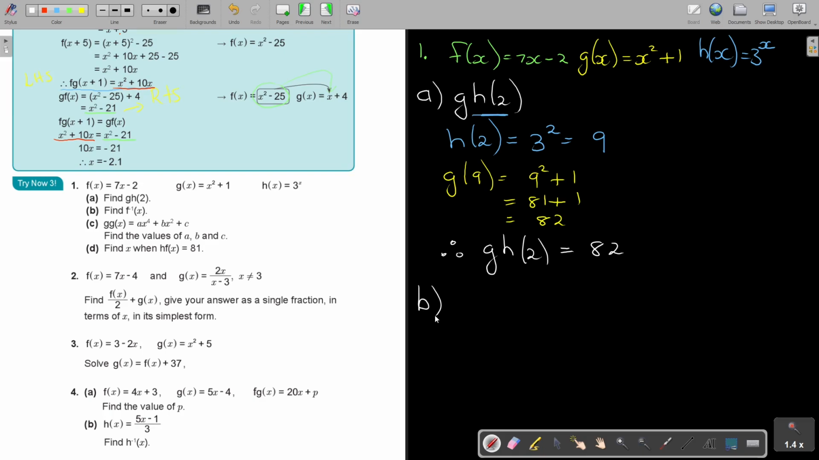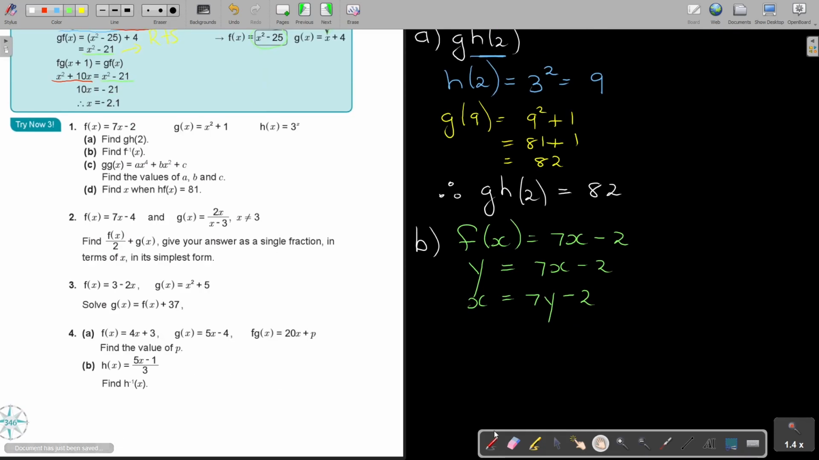Okay, find the inverse of f. So the function f, let's first write it down. It's going to be 7x minus 2. Then for inverse functions, in the place of f(x), I make a y. And where I see a y, I make it an x, and where I see an x, I make it a y. And then I make y the subject of the formula.